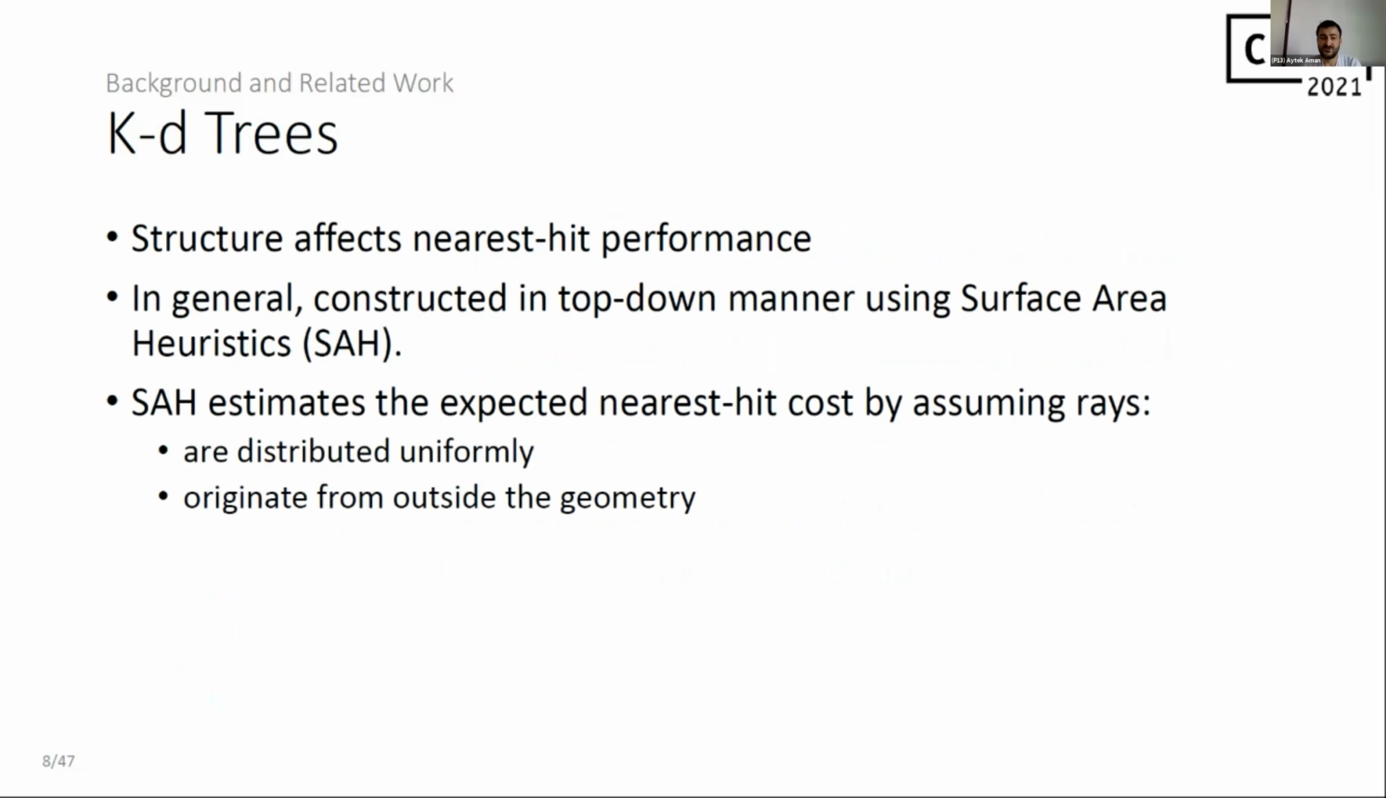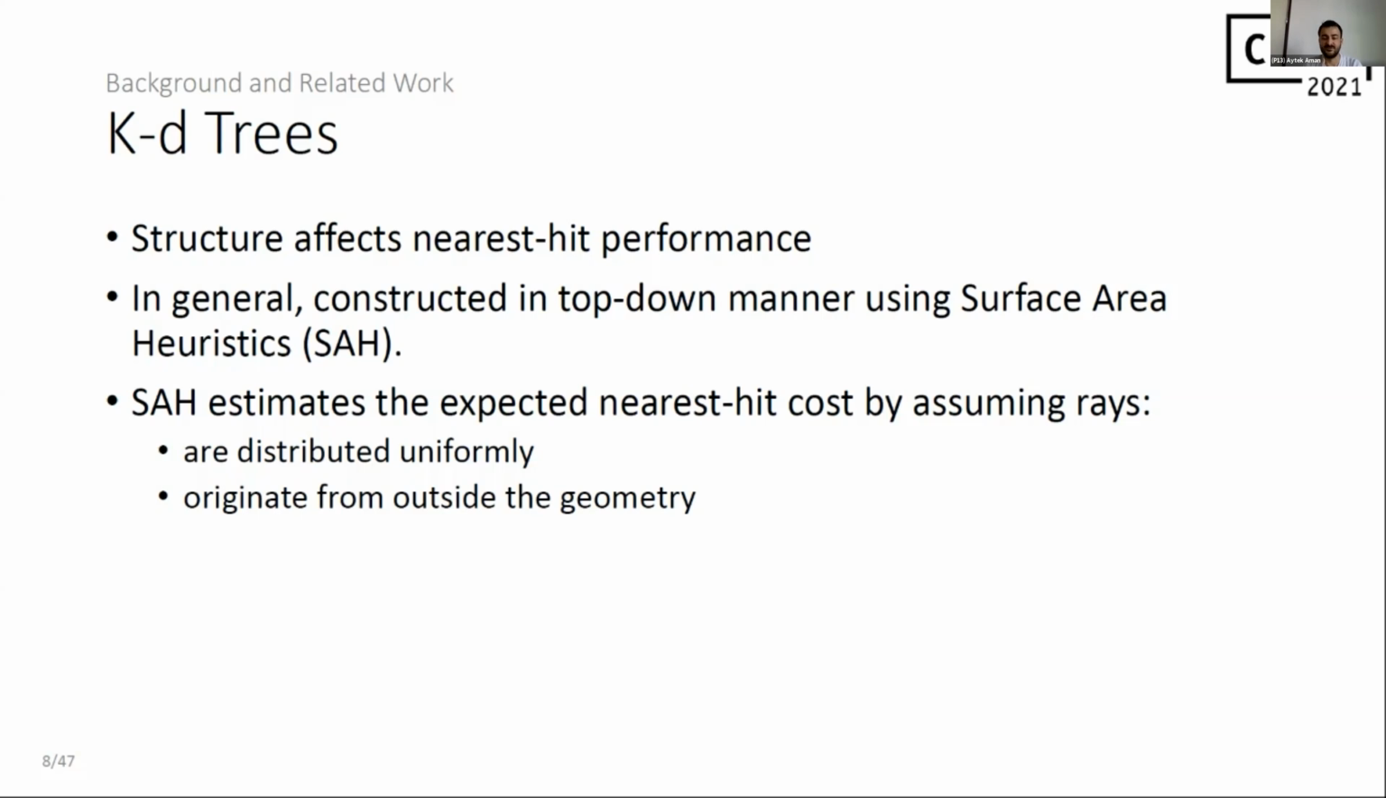Of course, the structure of the tree affects the nearest hit performance. And in general, when we are constructing the KD-trees, we use a heuristic called the surface area heuristic. This makes sure that we construct a tree that is efficient when we are querying for these closest intersections. The surface area heuristic generally estimates the expected nearest hit cost by assuming rays are distributed uniformly, and they originate from outside the geometry.